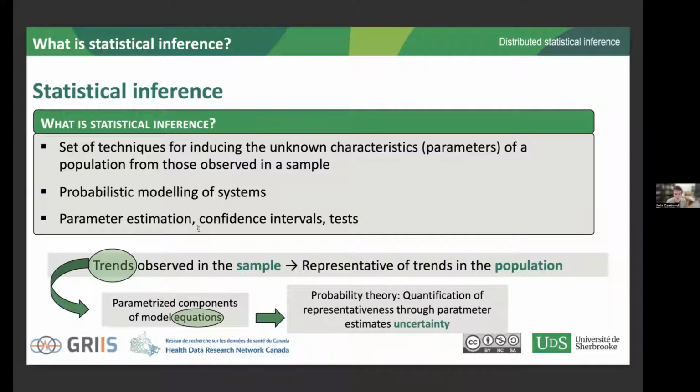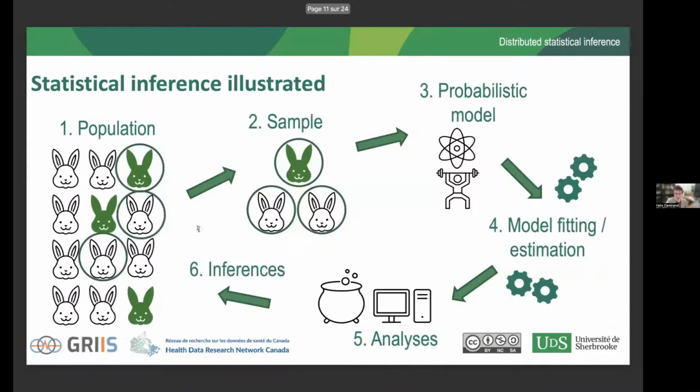Okay. So the basic of statistical inference is that you want to assess how much the trends that are observed in the sample are representative of the trends that you would find in the population. So we're talking about between samples variability. So this is when you're trying to assess with confidence interval. So this is the statistical inference that is illustrated.